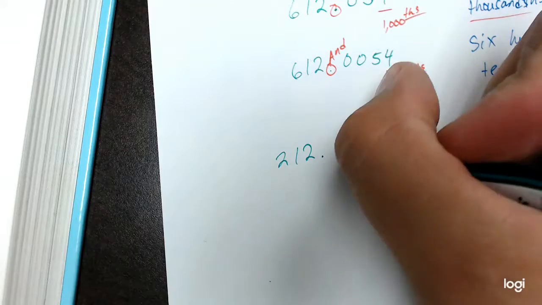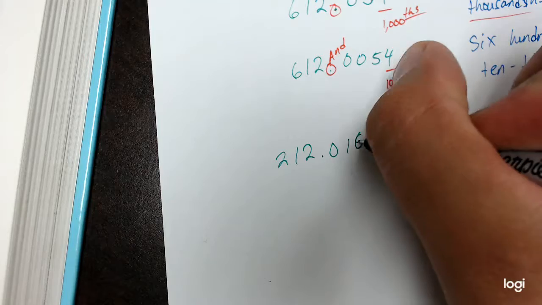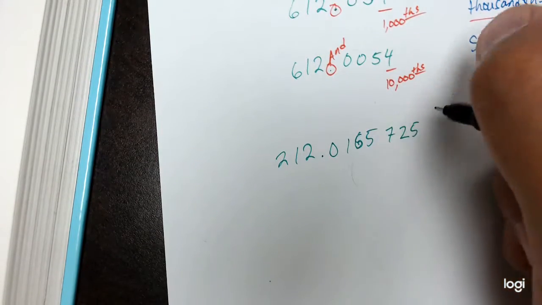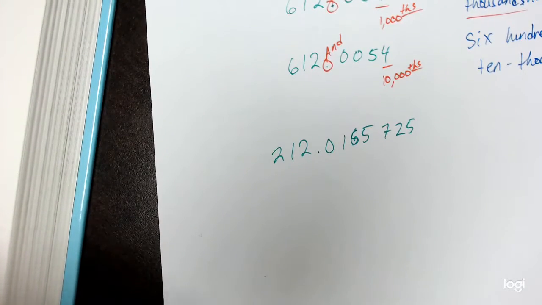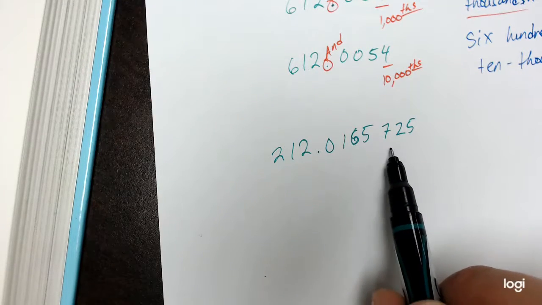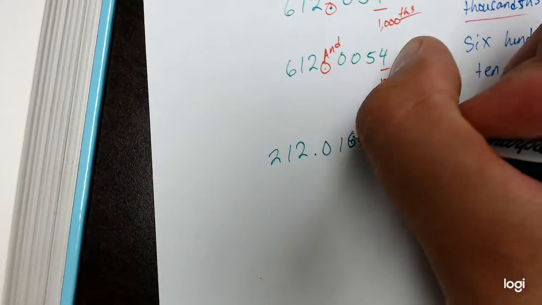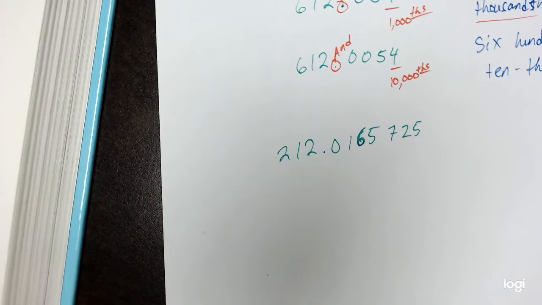We have 212 and let's see here. This is 165,725 hundred millionths. Let's see here. Tenths, hundredths, thousandths, ten thousandths, hundred thousandths, millionths, ten millionths. All right, so this is 165,725 ten millionths. That's how to properly read this number. And let's say I want you to round it to the nearest ten thousandths place.